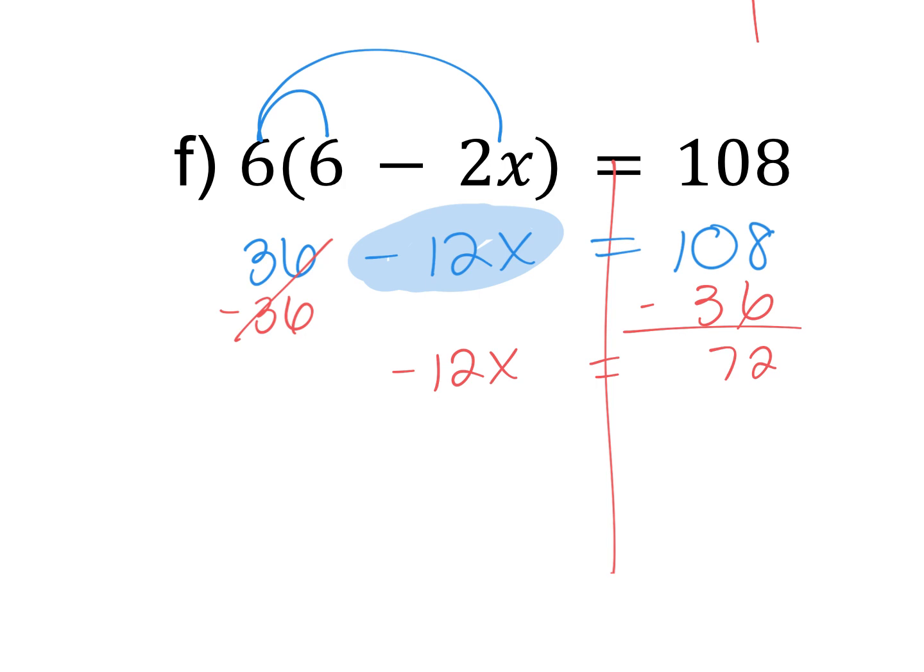And then we just need to divide by negative 12 to get that off the x, last step. Divide by negative 12. x equals negative 6, excuse me. 72 divided by negative 12 would be negative 6.